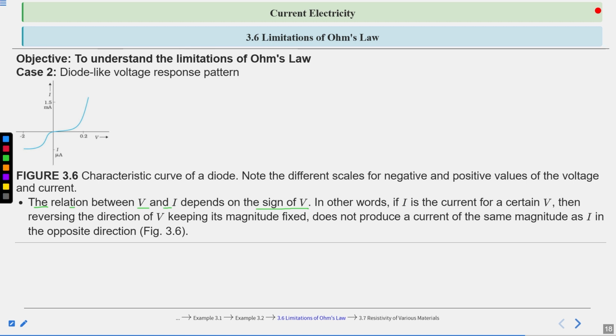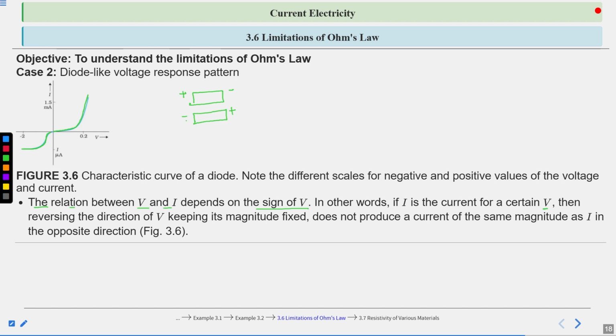If we take forward voltage, positive voltage, as I mentioned, set this terminal as positive and this end of the diode as negative, this is forward voltage. For forward voltage, current varies as this curve, as shown in the figure. It is not linear also. If we reverse the sign of the potential difference, making this terminal negative and that positive, reverse voltage in this direction, now the current will vary like this. So both curves are different.